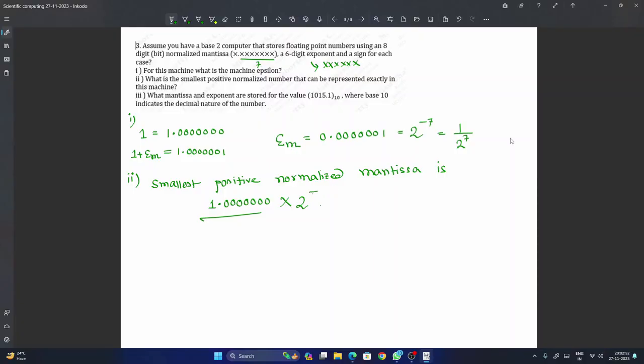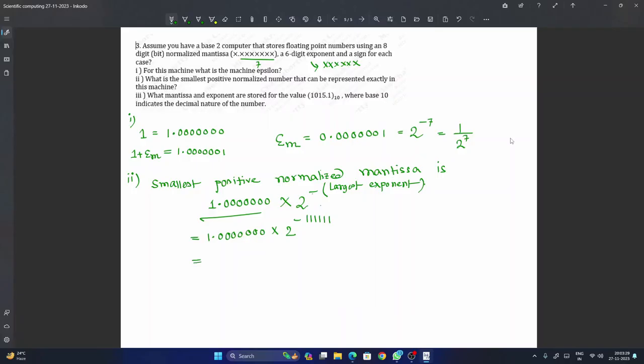So we will use the largest exponent here. So what is the largest exponent in that machine? 1.0000000 into 2 to the power minus of 111111, because in the exponent you can save a total of 6 digits, and we will save all of them as 1. Now just express it in decimal form and you will get your value.